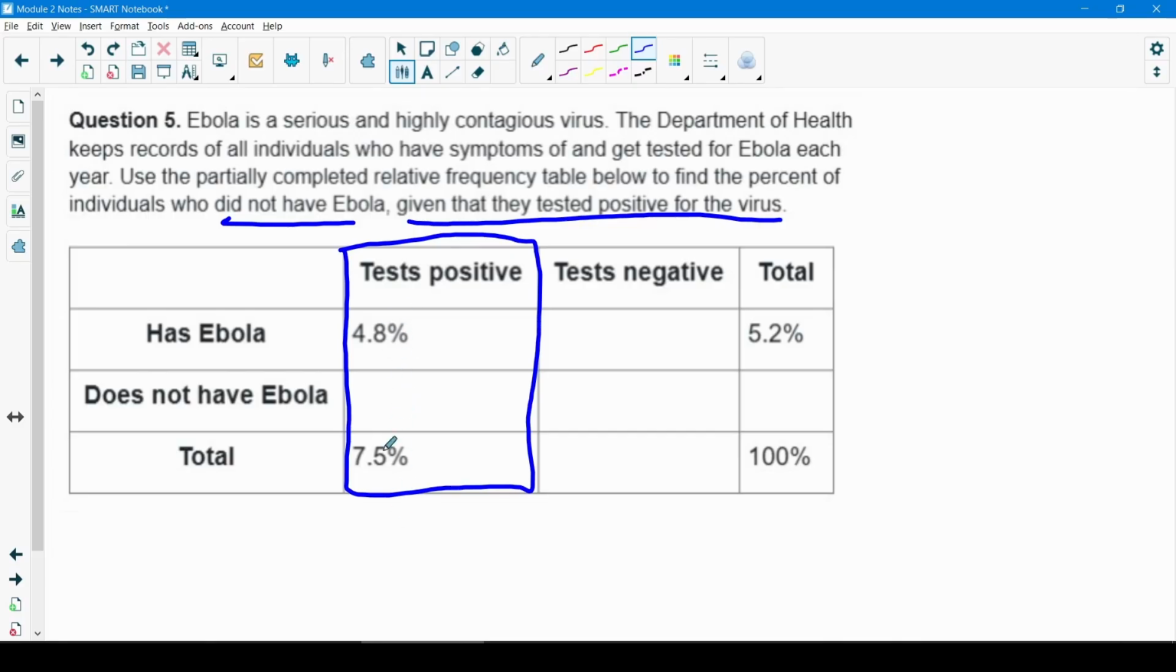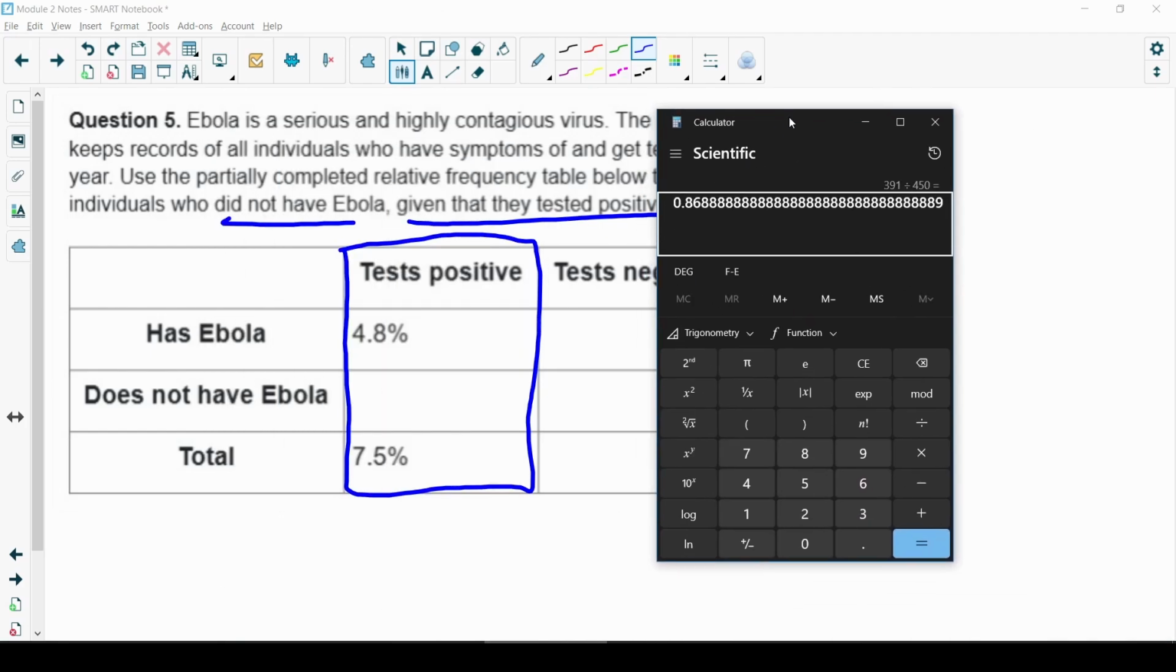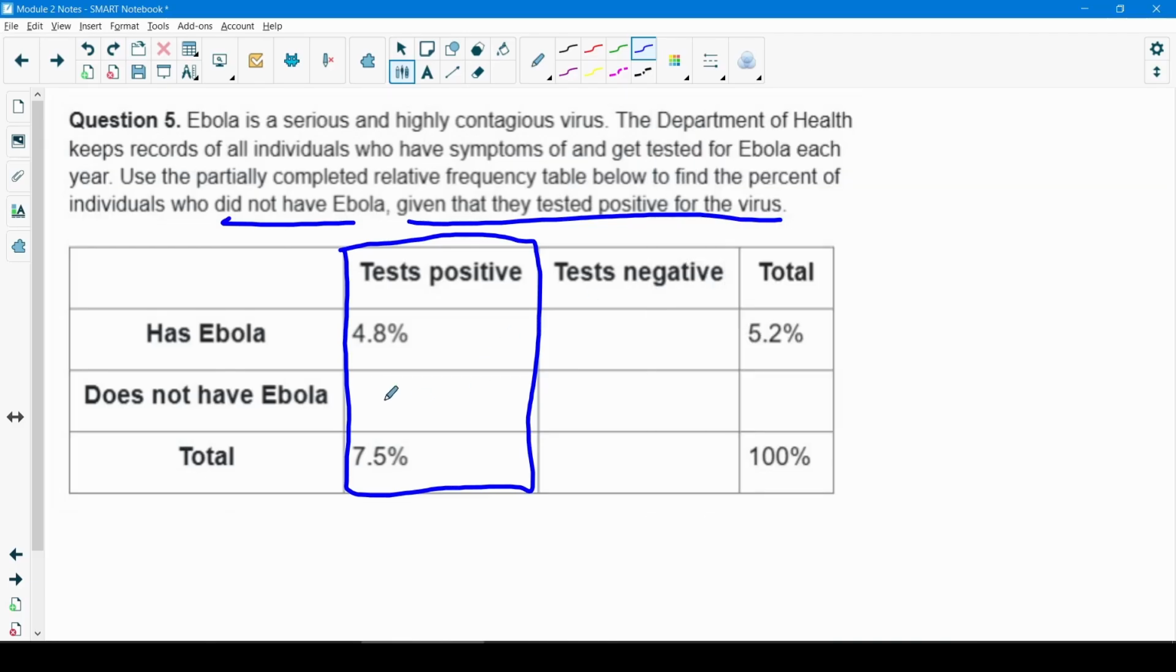So I'm just going to subtract these two. This is the total. So again, I can do this on my calculator. I will just be doing 7.5 minus 4.8. I get 2.7. There we go. And then my last step, I'm just going to divide these. Now, this is asking me for a percent, so I don't have to worry about reducing this or leaving it as a fraction.